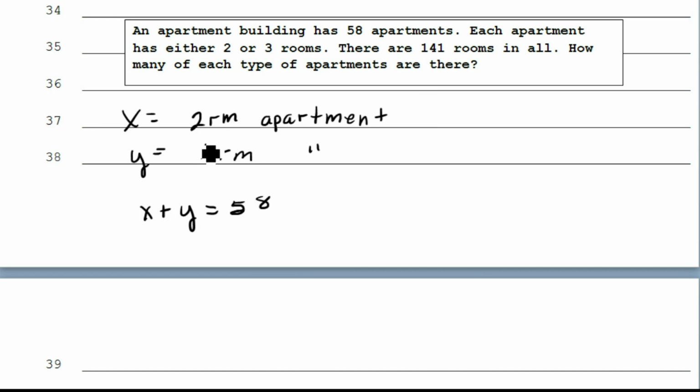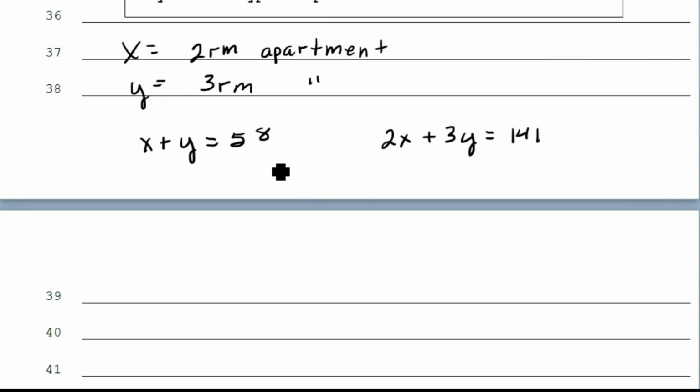And the number of rooms, you have either 2 with x, so 2x will be the number of rooms in the 2-room apartments, and 3y will be the number of rooms in the 3-room apartments, and they all should add up to 141. Again, solve this equation for either y or x. Let's solve it for x. Solve it for x: 58 minus y.